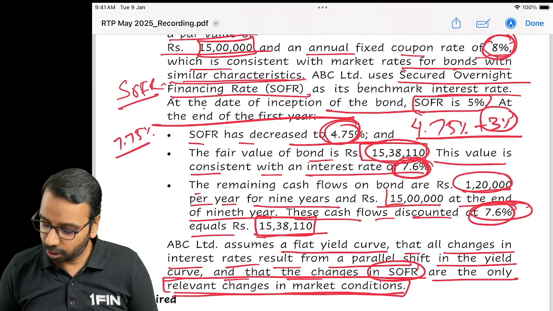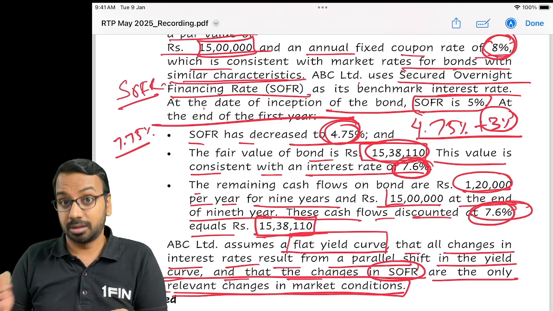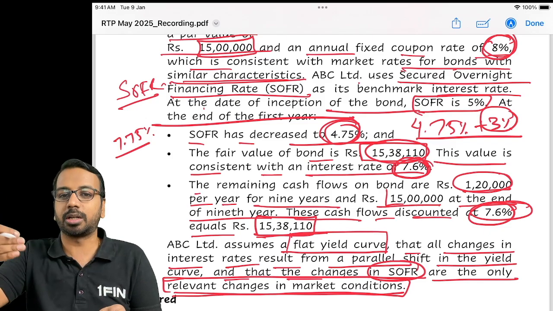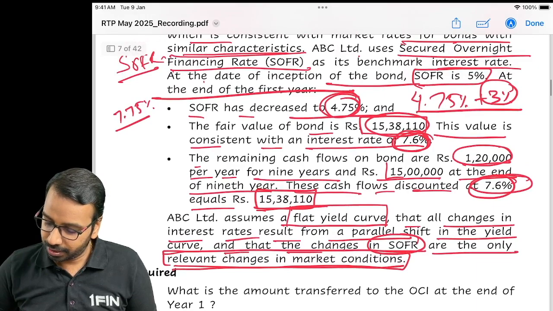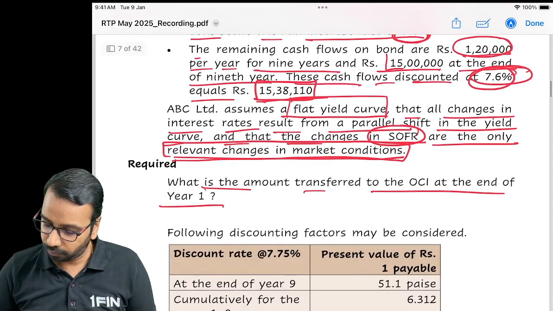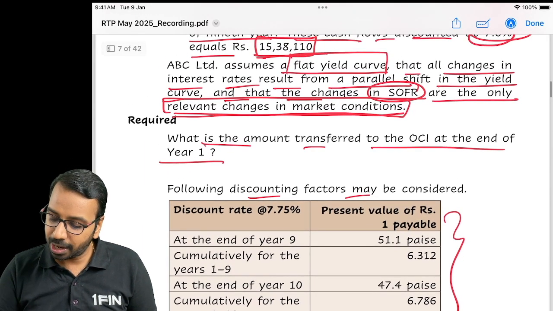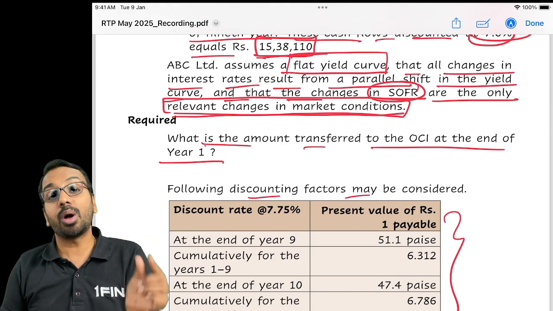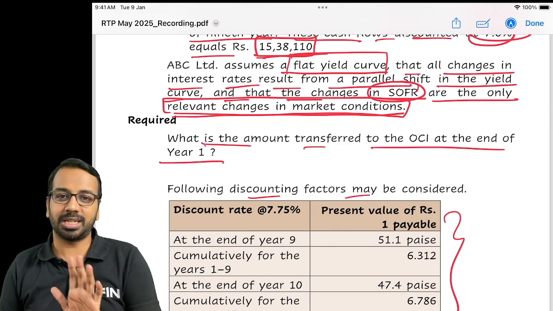That's the first thing. Now they have also introduced this term flat yield curve. This you would understand in AFM as well, that the yield curve shift is assumed to be flat. So the near term and long term rates, if you plot the yield, appear to be a flat curve. Alright. Now here, what is important? What is the amount to be transferred to the OCI at the end of year 1? The following discount rates may be considered for this. Whatever change happens because of the entity specific condition, that amount has to be transferred to OCI. This you have understood.